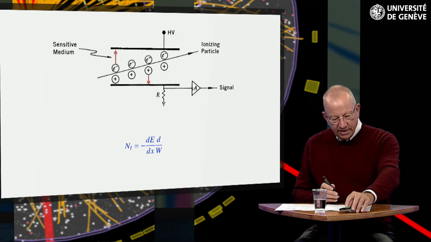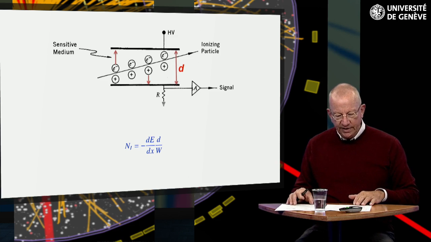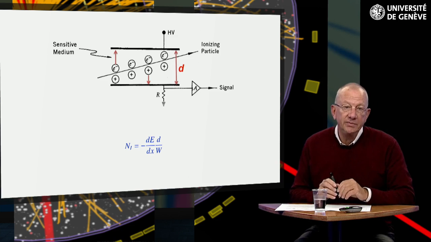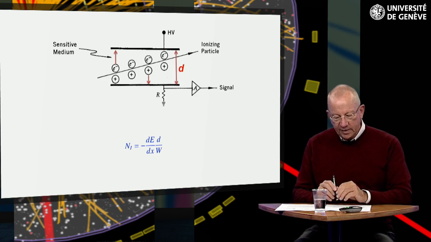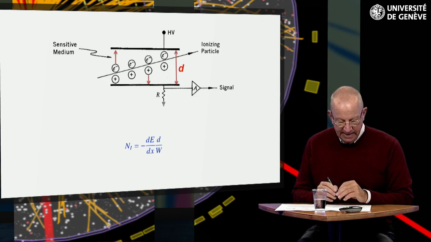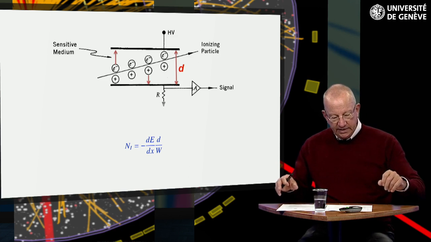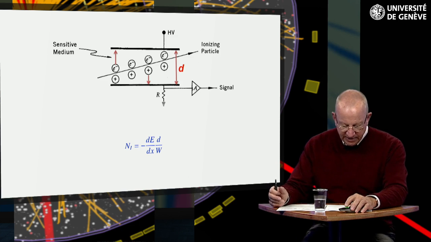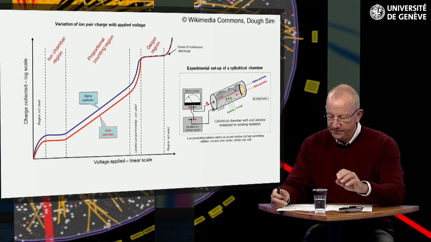The average number of electron-ion pairs produced during the passage of a charged particle is given by the Bethe-Bloch formula that we have presented earlier, with D being the thickness of the detector and W the average energy required to ionize one of its atoms. In a gas, W is typically of the order of 30 electron volts. The size of the detected electrical signal depends on several technical factors, but mostly on the applied high voltage.